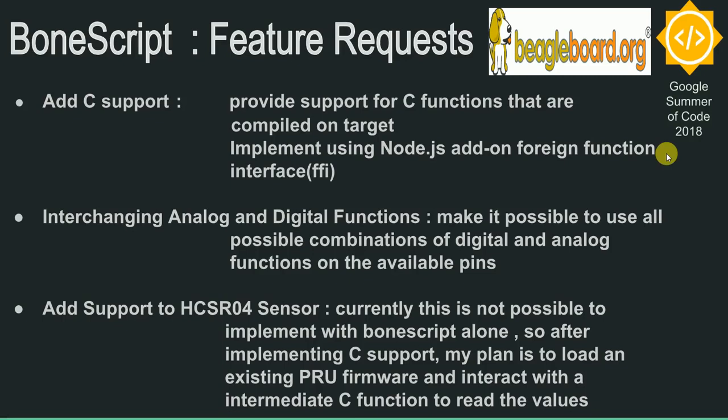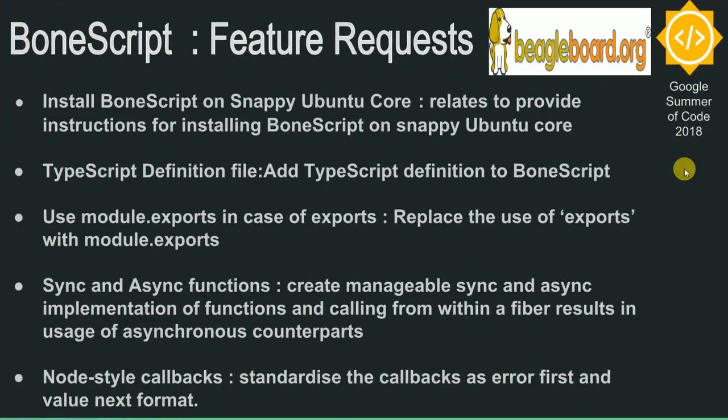Adding support for HC-SR04 ultrasonic distance sensor. This cannot be achieved with BoneScript alone. So my plan is to load an existing PRU firmware for the purpose and make interactions with the external C module from BoneScript to read out the values. Installing BoneScript on Snappy Ubuntu Core. This issue deals with providing steps and resolving issues that occur when installing BoneScript on Snappy Ubuntu Core.